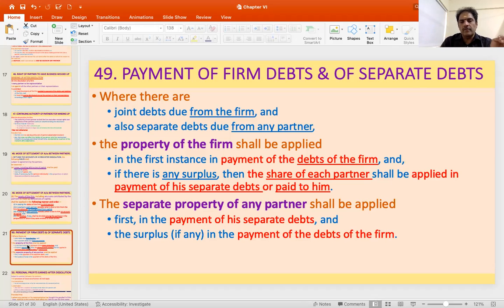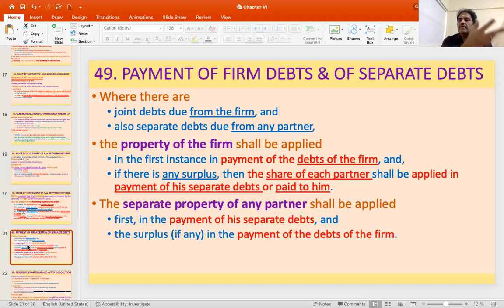So the property of the firm shall be applied in the first instance in payment of debts of the firm, and if there is any surplus after that, then the share of each partner shall be applied in payment of his separate debts or paid to him. So if there are joint debts of the firm and separate debts from any partner, what is done about the property of the firm?